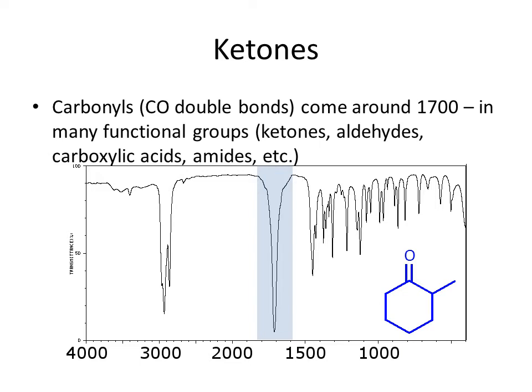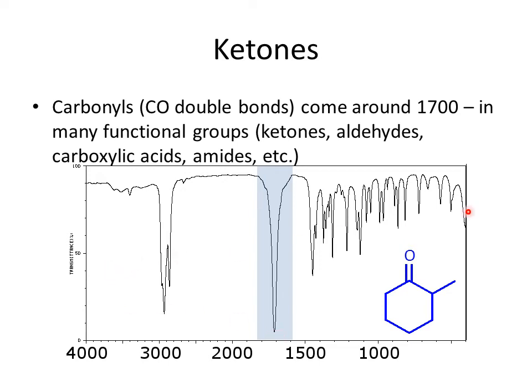CO double bonds, ketones, aldehydes, etc. The CO double bond is a very obvious signal in the infrared. If I have a very strong signal around 1700, I know that I've got a CO double bond, because that's pretty much the thing that comes right around this region. Again, it's a little more, a little less, depending on the example. But anytime I see a very strong signal in this region, I know that I've got a CO double bond.